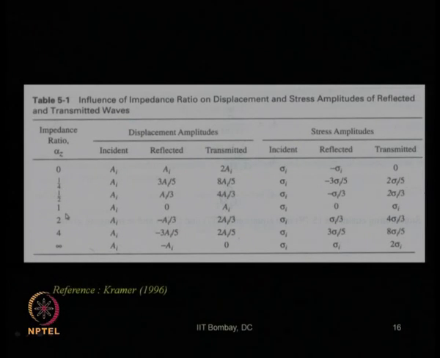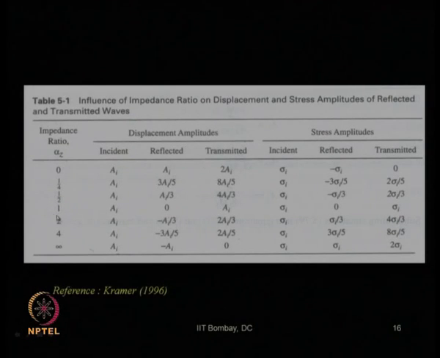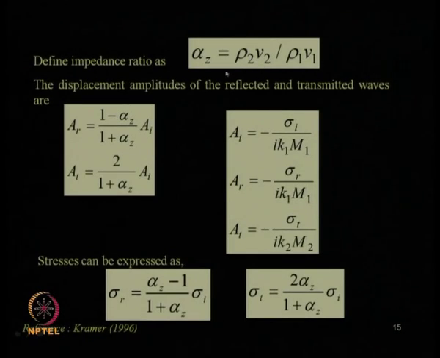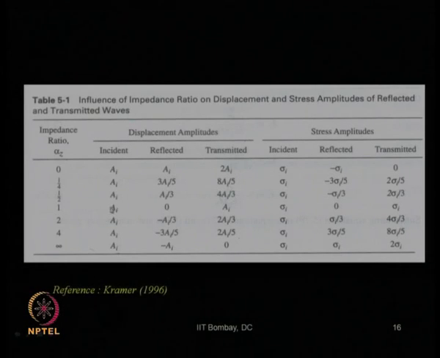Now, let us check another case, impedance ratio equals 1. What does it mean? That means this material and this material are the same. That is, there is, in fact, no material boundary. The wave is traveling through the same material. So, what is expected? The same incident wave will continue. Let us look at the displacement amplitude of the incident wave, AI. Reflected is 0, which is quite obvious. Nothing should get reflected. The entire thing should continue as transmitted. So, the same wave will continue.